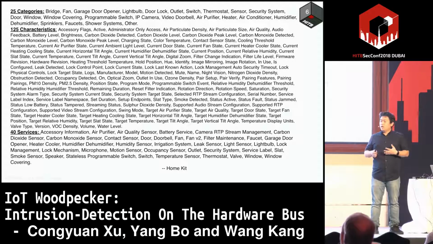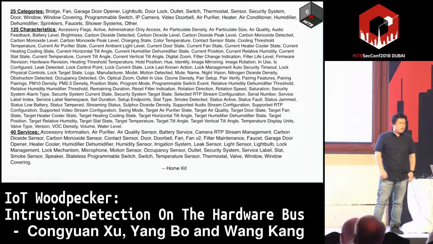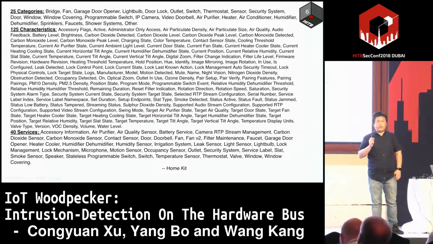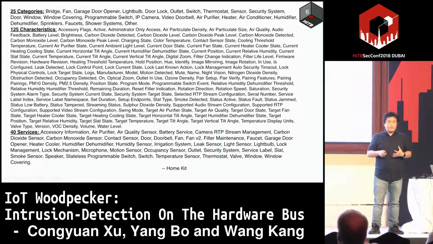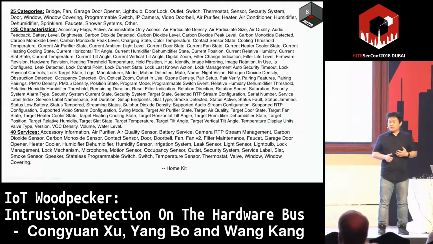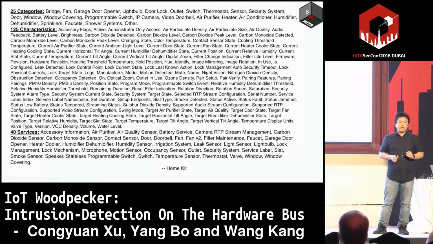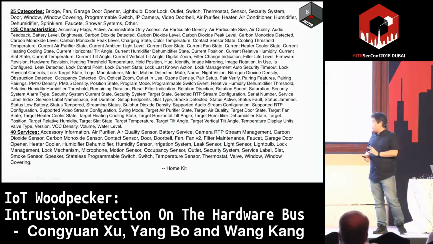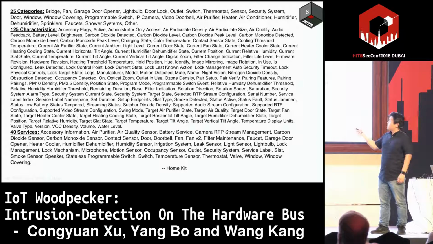We extracted some code from the open source HomeKit implementation called HomeBridge. We found that there are 25 categories in the home automation part. Remember, this is only home automation. We have 25 categories, 125 characteristics, and 40 services. This comes from only a single aspect of home automation. So you can see the bridge, the fan, even the air purifier, the VOC density for the environment, for the air pollution monitor. So a lot of things to do.